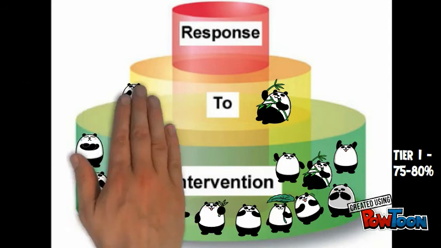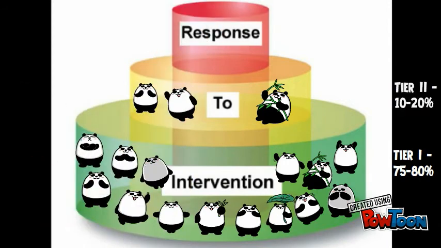Tier 2 interventions are designed for approximately 10 to 20% of the students where Tier 1 instruction is not quite enough for the level of support that they need. This could be something like pulling a small group to work on phonics, could be pulling a small group maybe to work with conflict resolution, or maybe a homework club to increase homework completion.